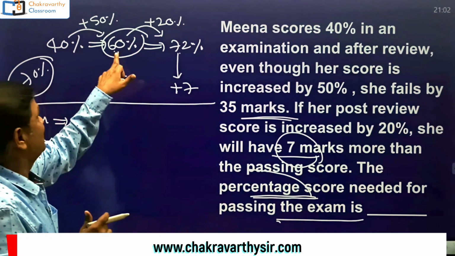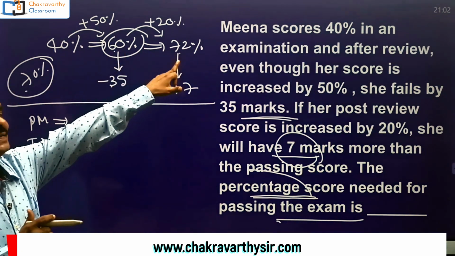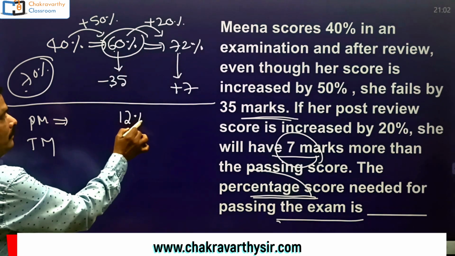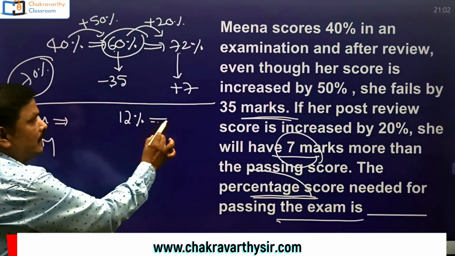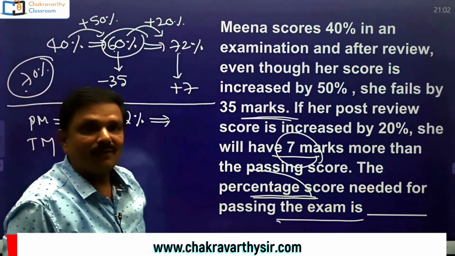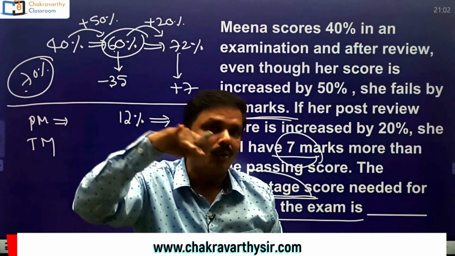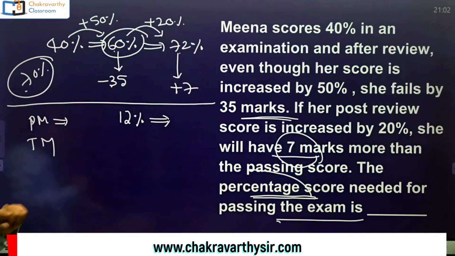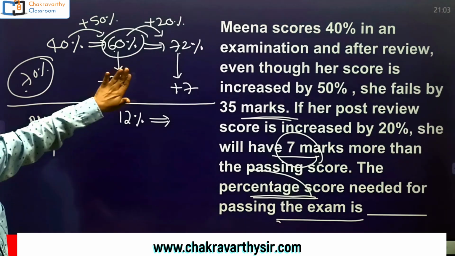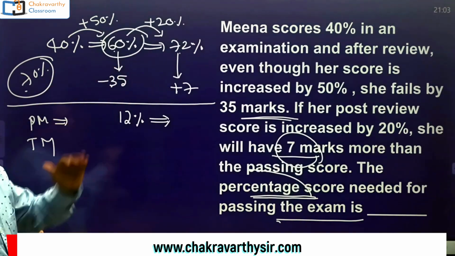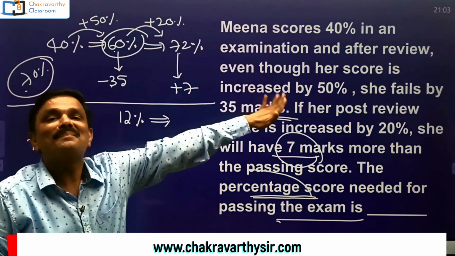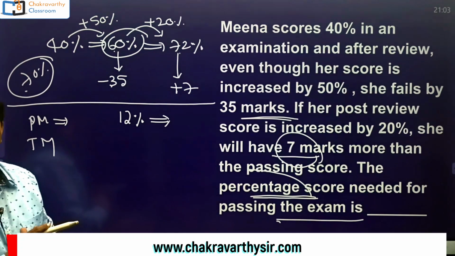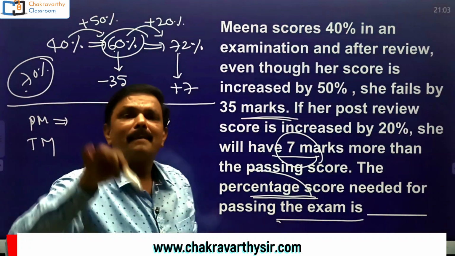What's the difference if she gets 60% and if she gets 72%? The difference here is 12%. 12% of the total marks is equal to how many marks? What's the difference between these two? Here 35 marks less than passing. Here 7 marks more than passing. What's the difference? The difference is not 35 minus 7. The difference is 35 plus 7.